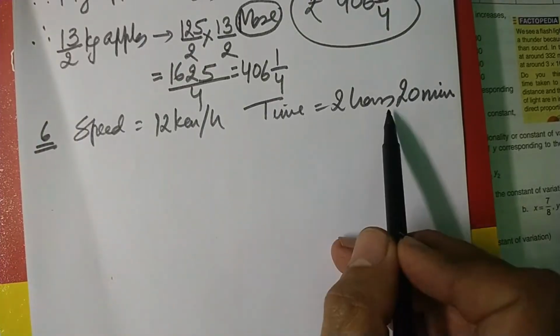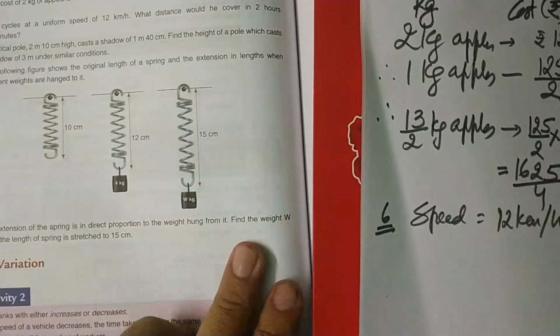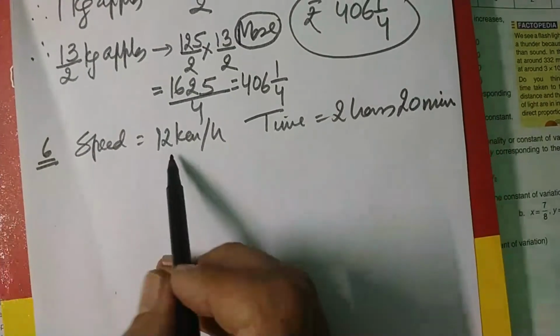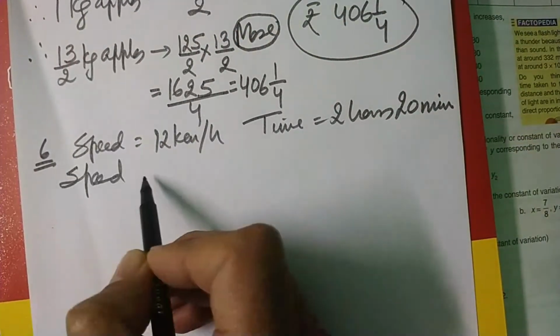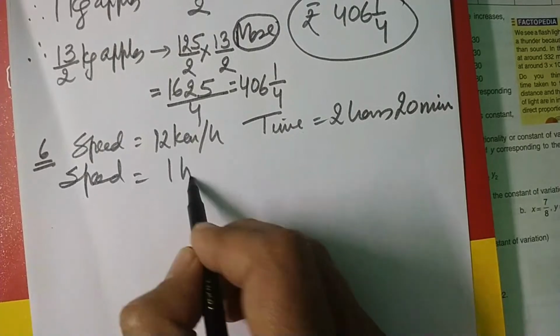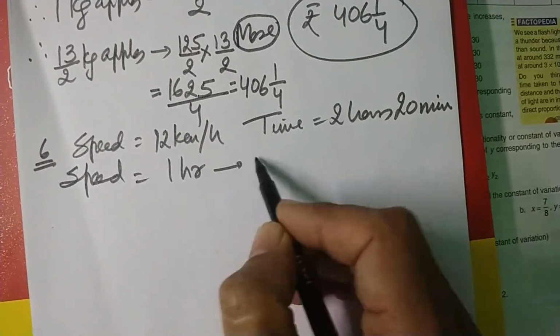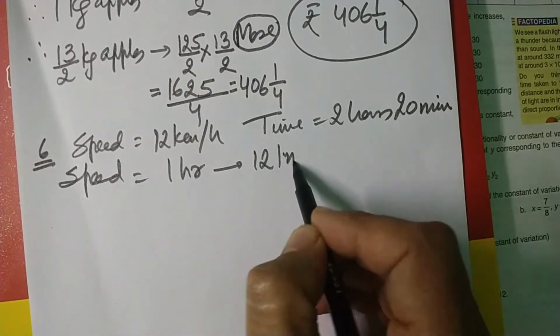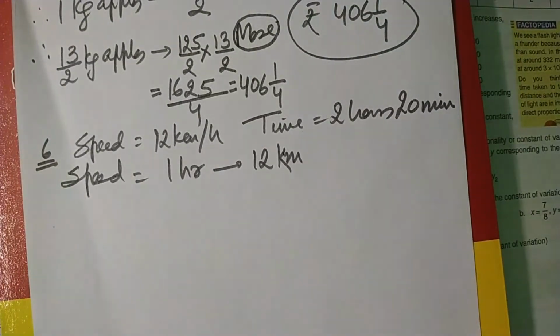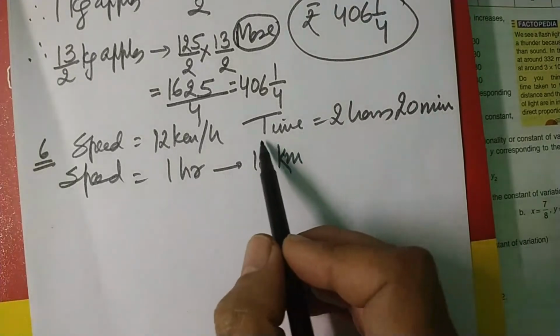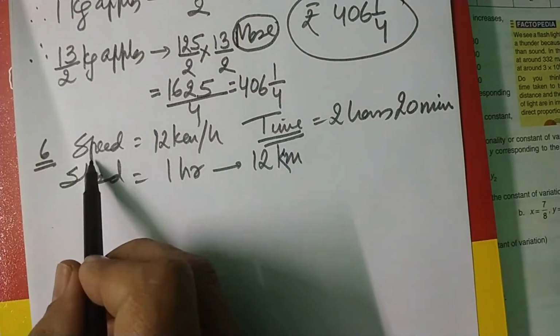So time is 2 hours, and speed is 12 km per hour. So his speed is 12 km in 1 hour. So let's write it: in 1 hour he travels 12 km. It is given 12 km per hour. So there are two things now. One is time and one is speed.